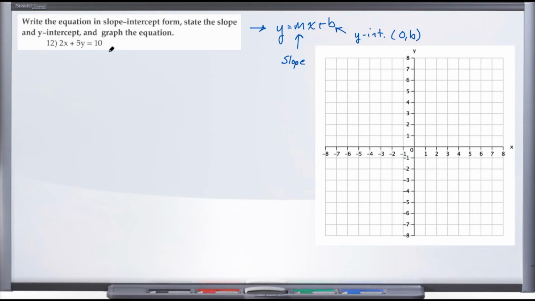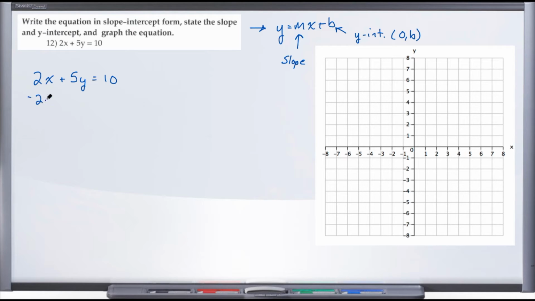So let's go ahead and take this equation, which has been given to us in standard form, and let's rearrange it and put it into slope-intercept form. So they've given us 2x plus 5y equals 10. And now we want to put this in y equals mx plus b, meaning we want to solve for y, have y on one side and everything else on the other.